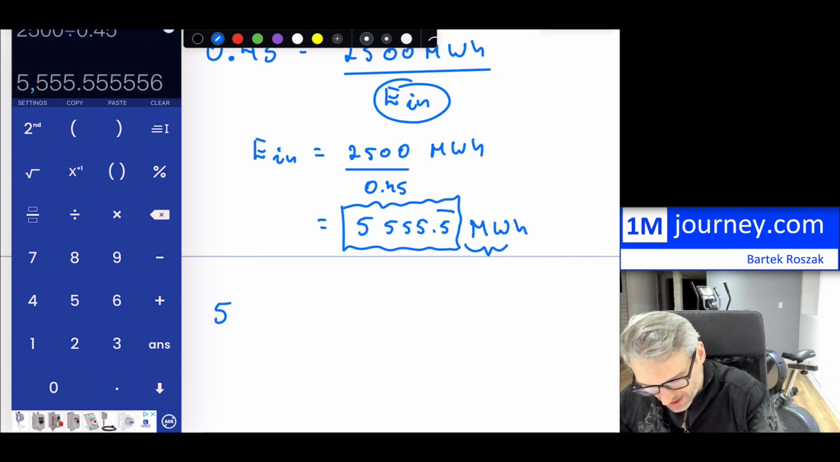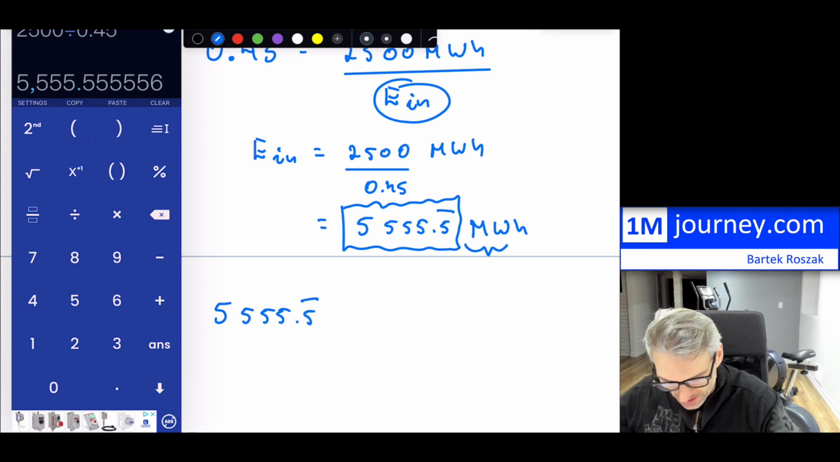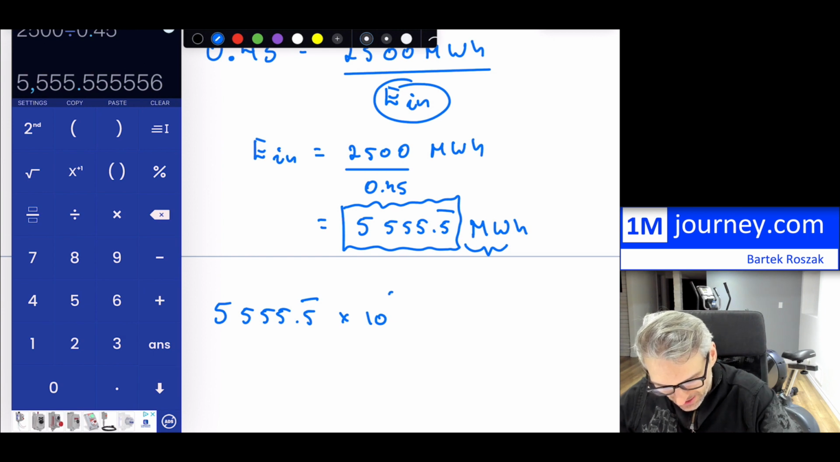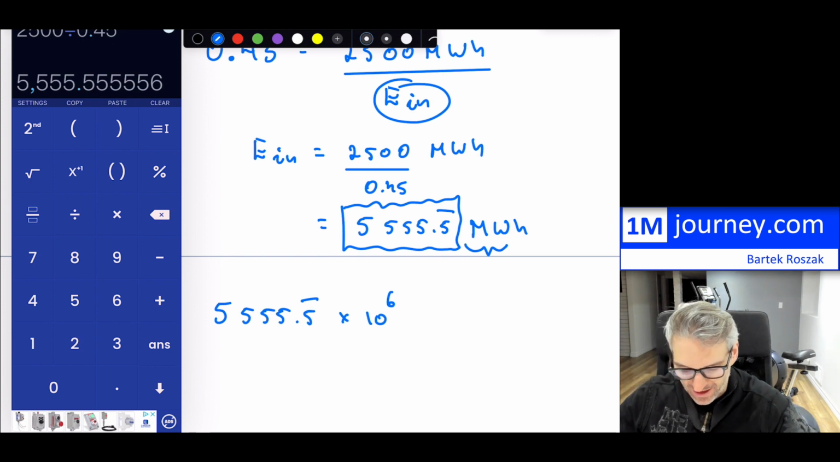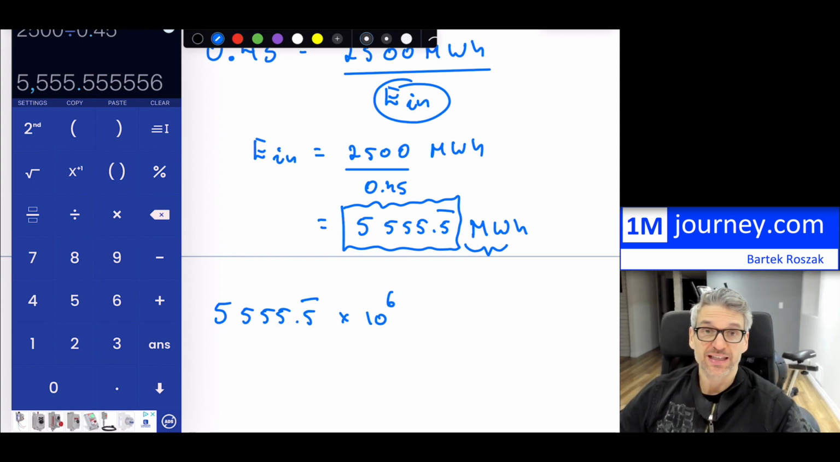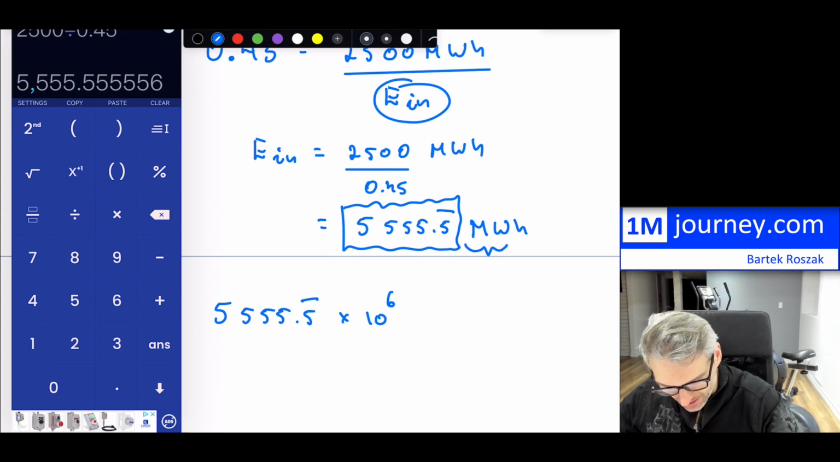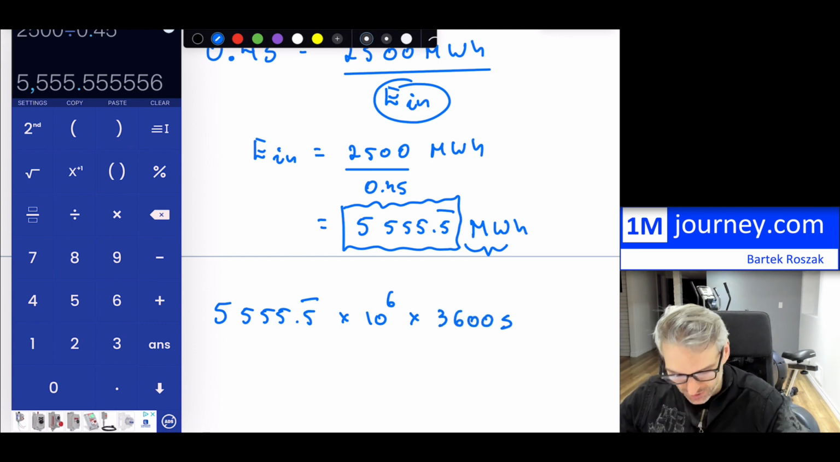So this is going to be 5, 5, 5, 5.5, etc. All of these 5s. Okay, mega is 10 to the 6, right there. So that would have been mega, right? So kilo is 10 to the 3, or 1,000. So this is a million. And then hours in terms of seconds, you would have to change it back. So there's 3,600 seconds in an hour. So you're going to have to do this.